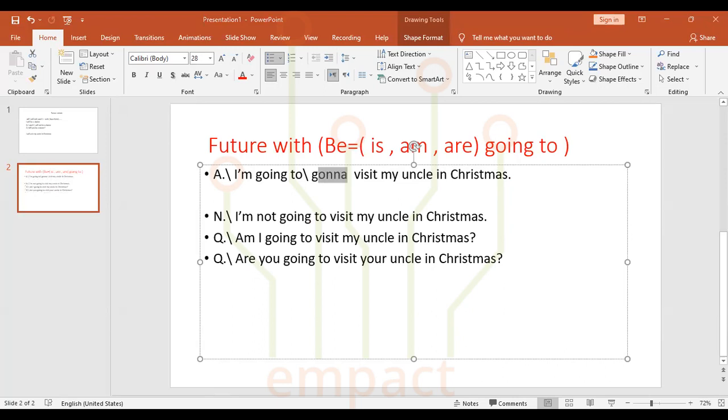Okay, so casual conversation means informal conversation. Most Americans will change going to into gonna. It's a very popular form in American accent. They like to shorten the word, so they would not say I'm going to visit my uncle, they say I'm gonna visit my uncle this Christmas.